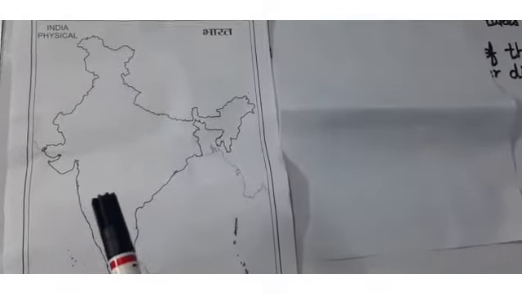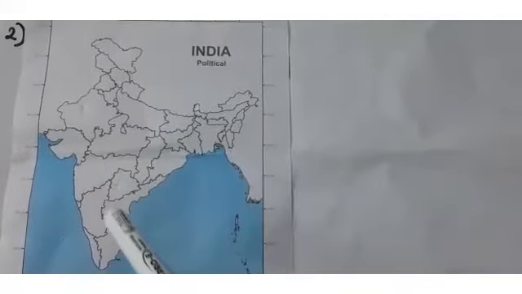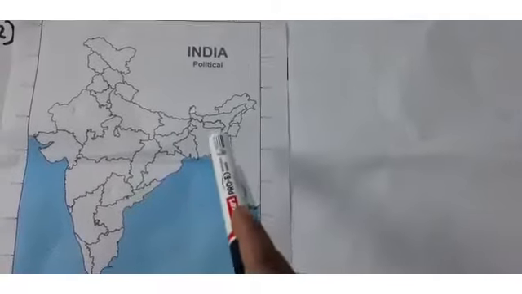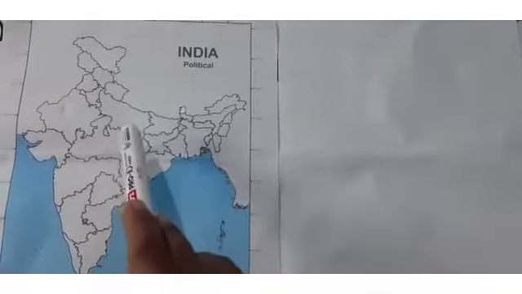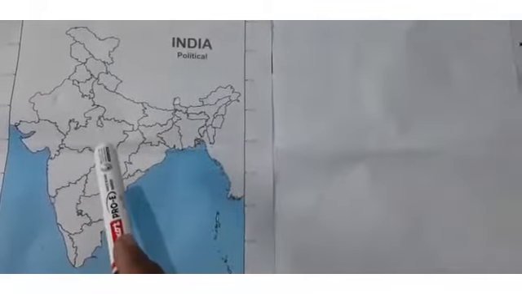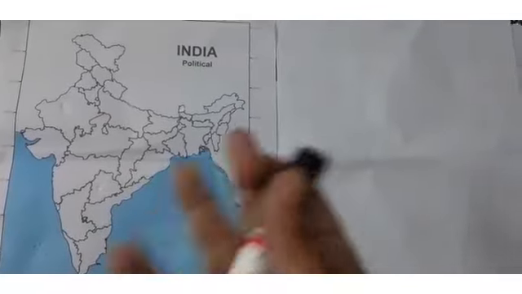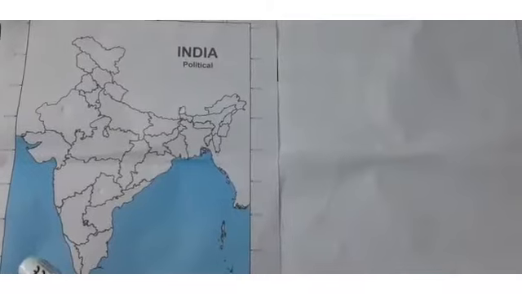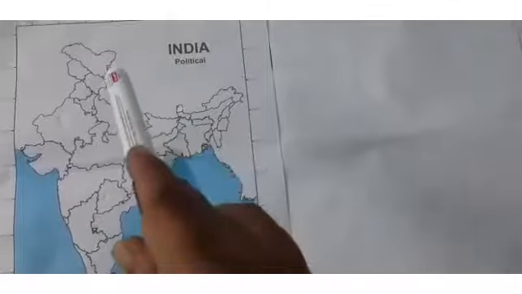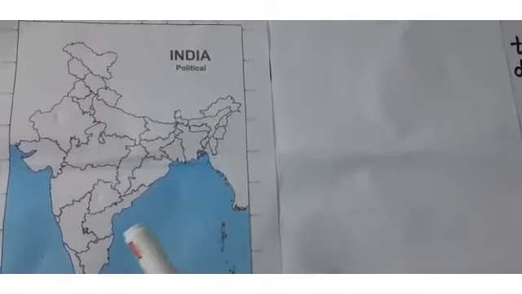Then the second one I told you, the political map. And this is a political map. As I told you, in this map we can show the detailed division. Here we can show each and every state, and its capital also. We can show many other parts, major rivers and many other places, in this political map. So these are the two main types of maps.